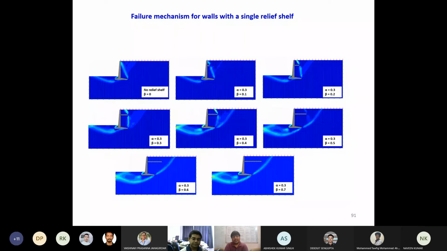Once, when I was studying this, we went to a site that was adopting this technology. They told us that they construct in stages. Up to the location of the relief shelf they backfill. After that they provide shuttering, construct the relief shelf and pour the concrete. Once this is completed, they go for the further backfilling process. That's how they have gone.